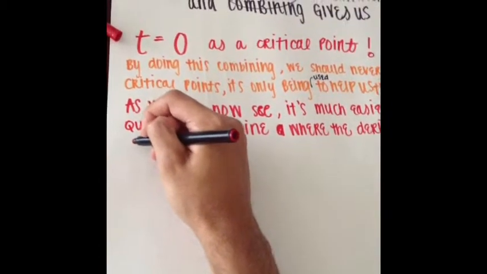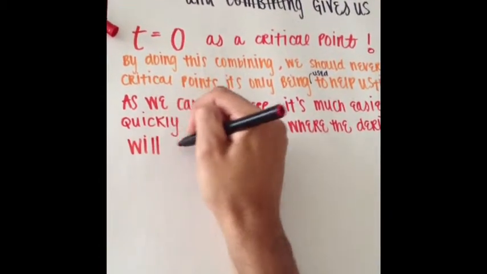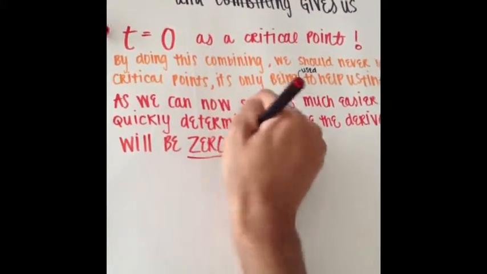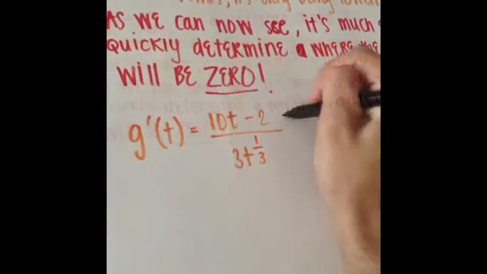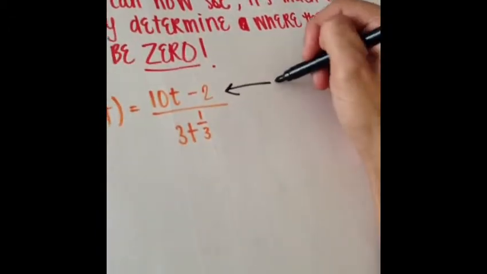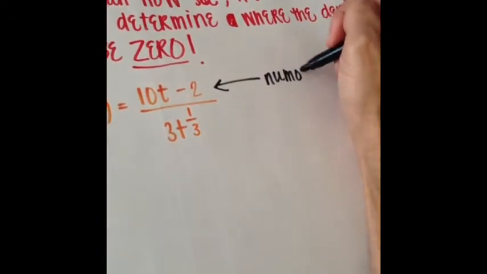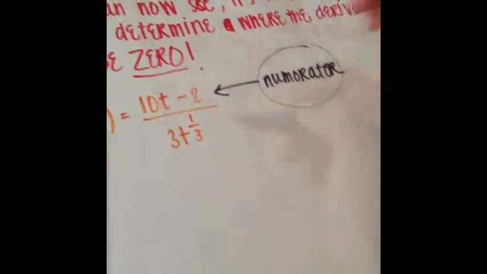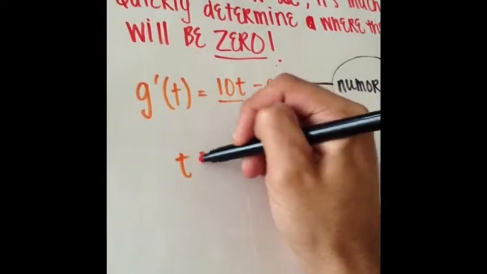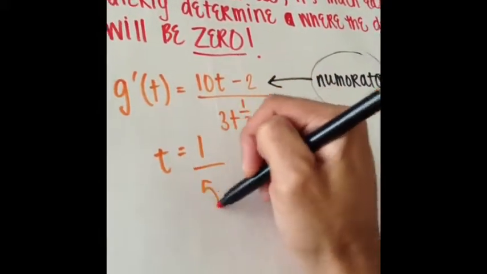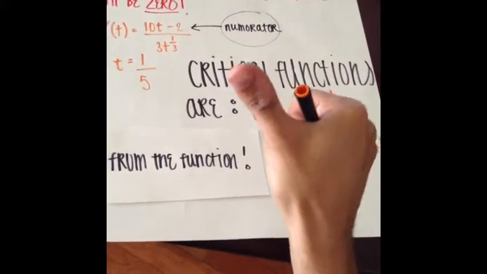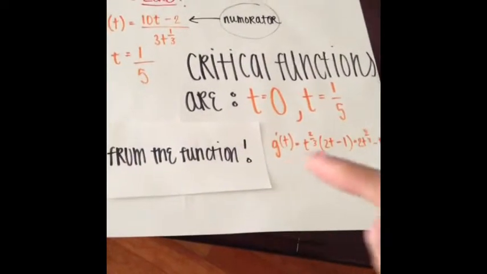As we can see, it's now become much easier to quickly determine where the derivative will be 0. So in this case, we see that the numerator will be equal to 0. Now, let's simplify this numerator to see what it is. t equals 1/5, so there are 2 critical points for this function. The critical points of this function are t equals 0 and t equals 1/5.